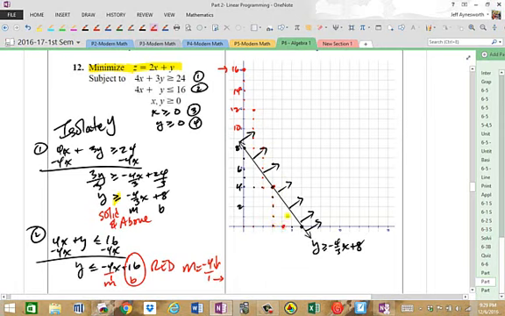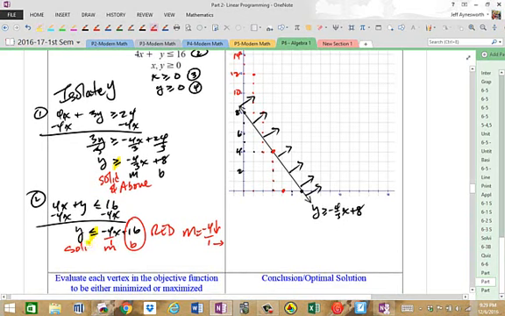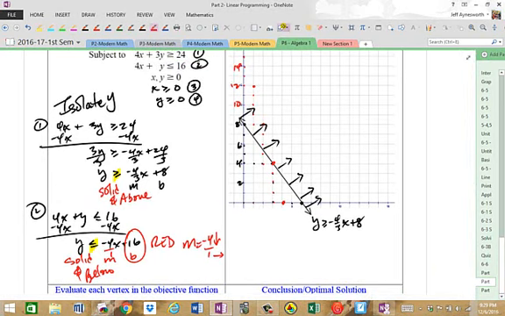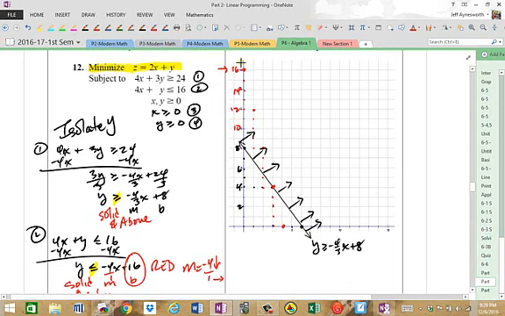So here we go. It's going to be solid and below, looking at the inequality right here. Let me write that down. So we're going to go solid and below. There we go. All right, solid and below. And let's label it y less than or equal to negative 4x plus 16.